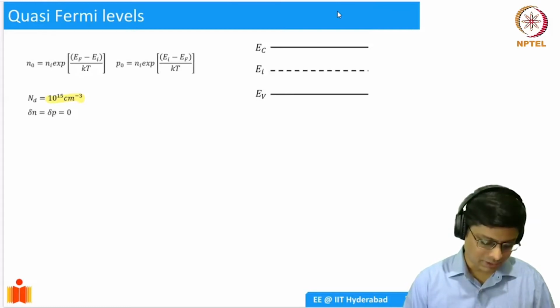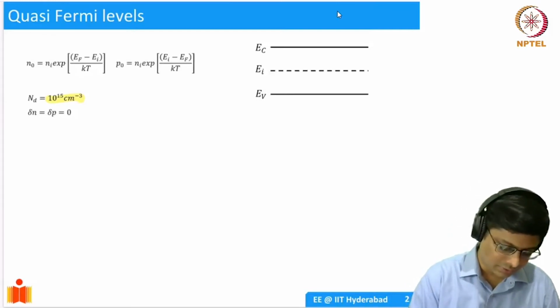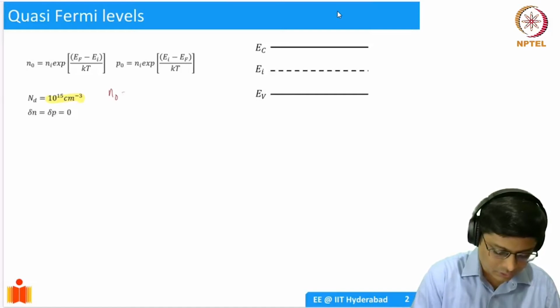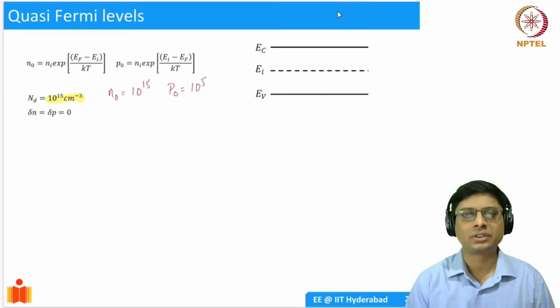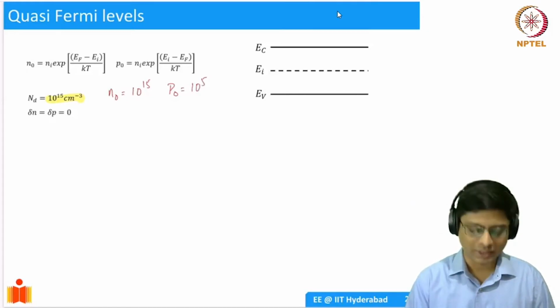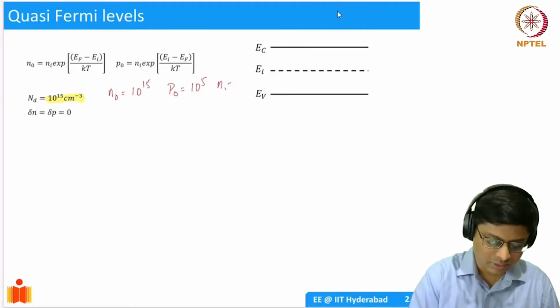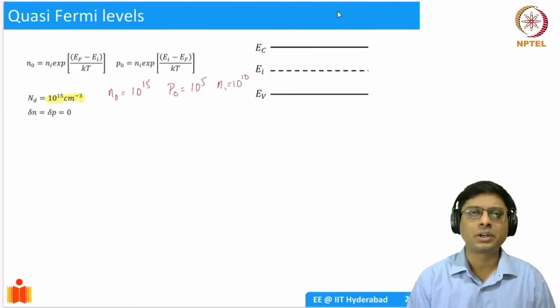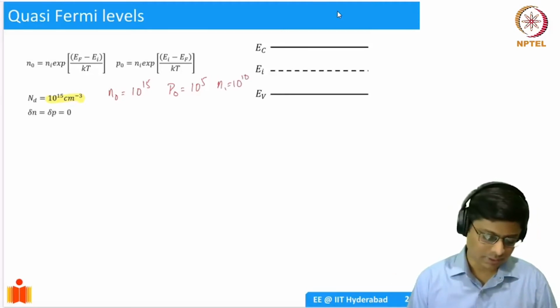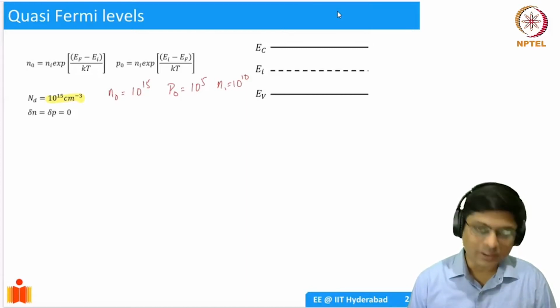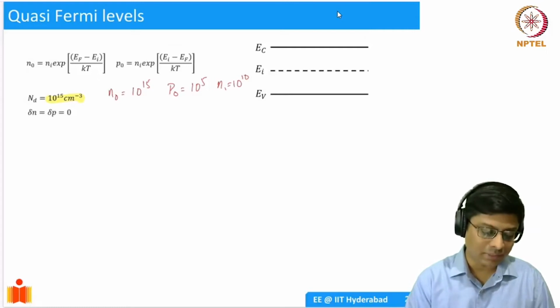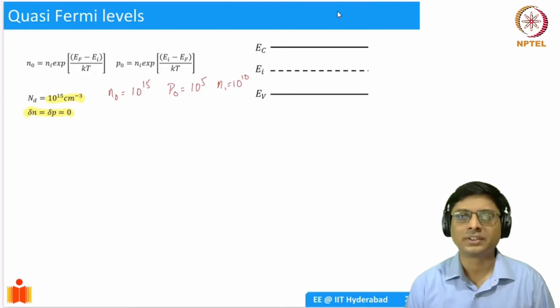So what would be the carrier concentration? Well, we have seen it multiple times. N naught is going to be 10 power 15, and P naught is equal to 10 power, let's say, 5. In the class, I'm using Ni as 10 power 10. The actual number is 1.5 into 10 power 10. Whenever we have an equilibrium situation, the excess minority carriers are going to be 0. So where will the Fermi level be in this case?